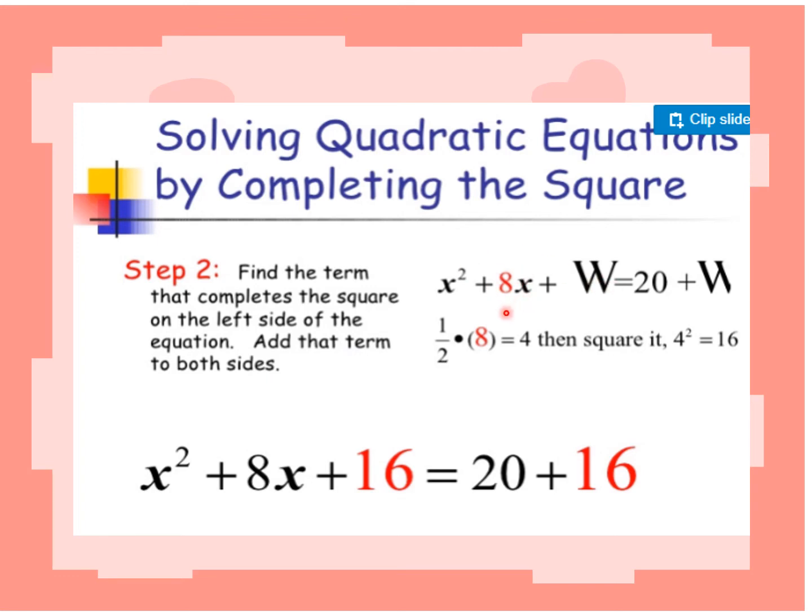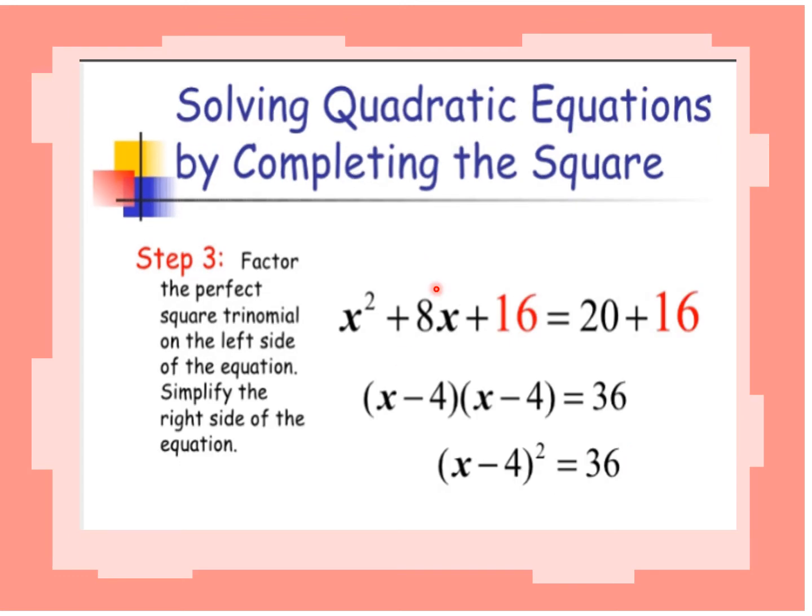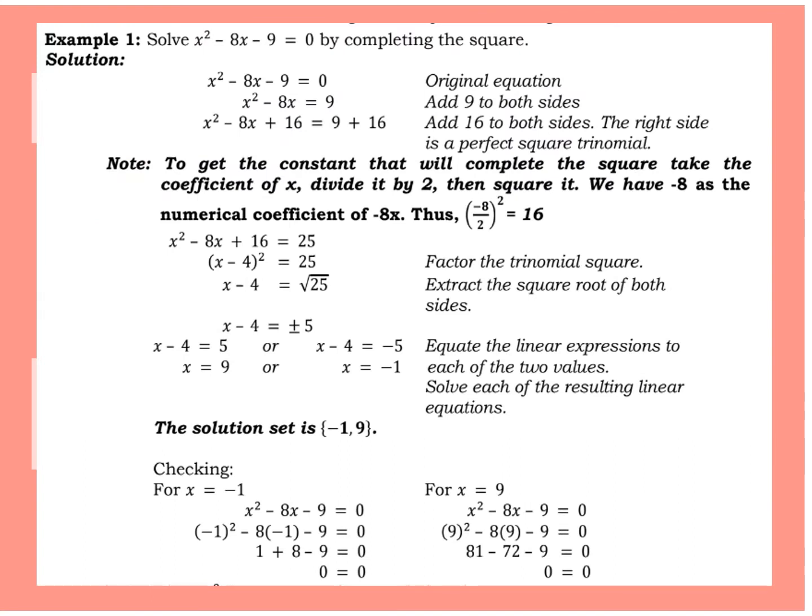So 8 divided by 2, that is 4. 4 times 4, that is 16. Add ka ng 16, add ka ng 16. Ito na po ay perfect square trinomial. So perfect square trinomial, square root of the first and square root of the last. Ito po ay plus. Ito din po ay plus kasi ang nasa gitna po ay plus. So, 20 plus 16 is 36. x plus 4 quantity square is equal to 36.